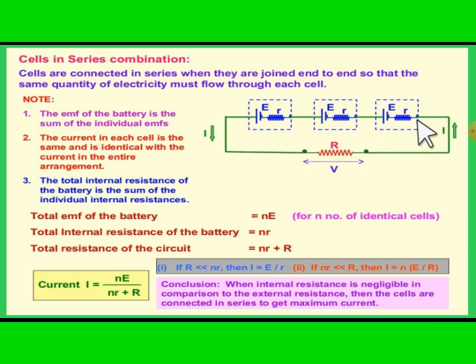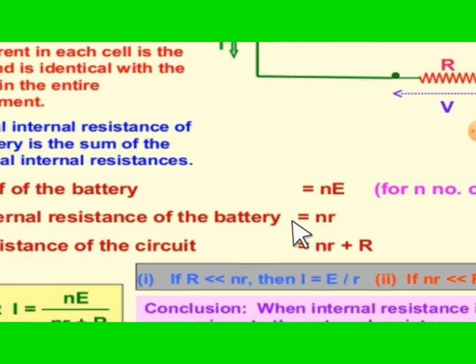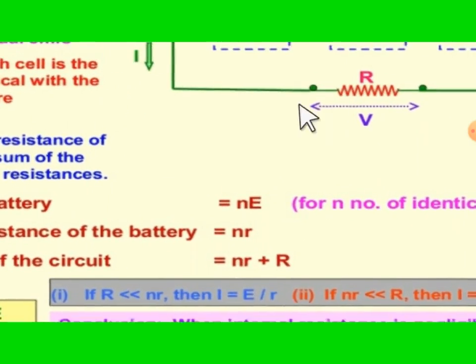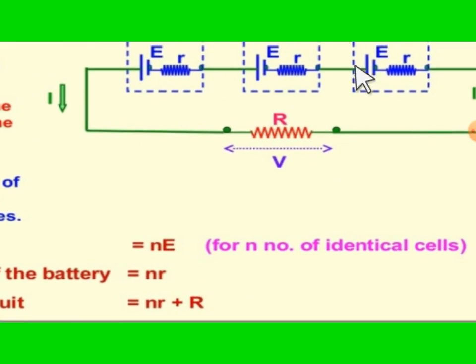Okay, and we have taken that these cells are similar, or you can call them identical cells also. So your total EMF will be NE. If you are having only two cells, then it will be 2E. If you are having 3 cells whose EMF are E, then it will be 3E, or thrice E, you can call it. So let's take it that there are n cells connected in series. So what happened? Total EMF will be equal to NE, right? And the total internal resistance of all these cells connected in series.